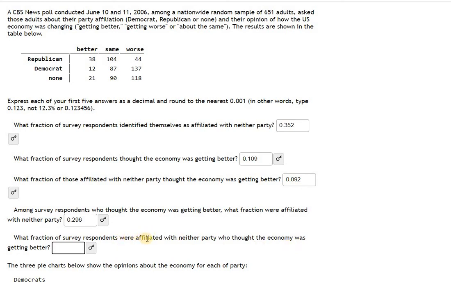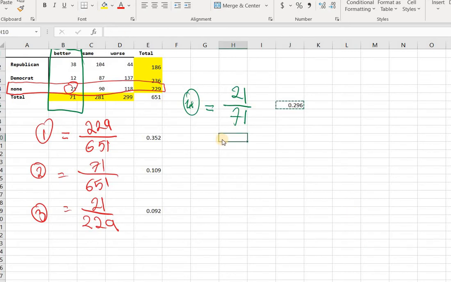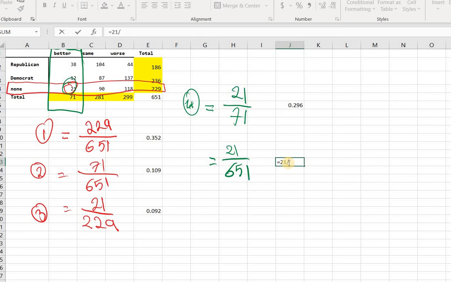The first condition is they have to be affiliated with neither party, and the second condition is who thought the economy was getting better. So to answer that question, first of all, the denominator is all of the survey respondents. Now I want to look at 2 categories. They think the economy is getting better, and they are affiliated with neither party, and that number is 21. So this is equal to 21 divided by the total number of survey respondents, 21 divided by 561, and then I'm going to round it and copy.